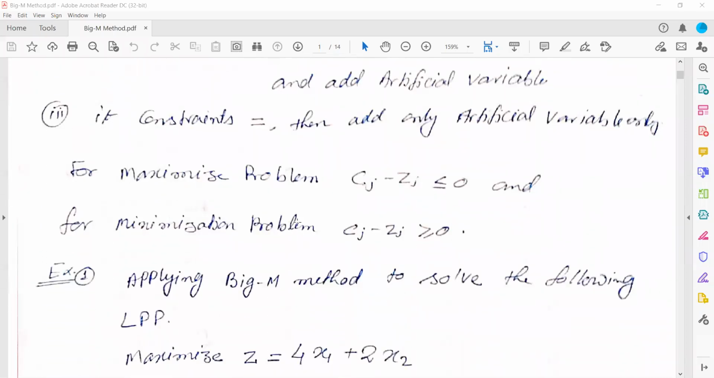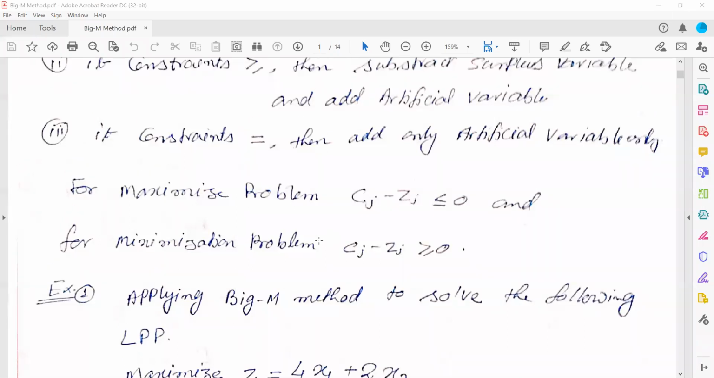And then if the problem is of maximization, then you need to check in the simplex table that this difference Cj minus Zj should be less than or equal to 0. Then only you will get the optimal solution. And if the problem is of minimization, then you need to check that Cj minus Zj should be greater than or equal to 0. If this condition is satisfied and the problem is of minimization, then you will attain the optimal solution of the given problem.